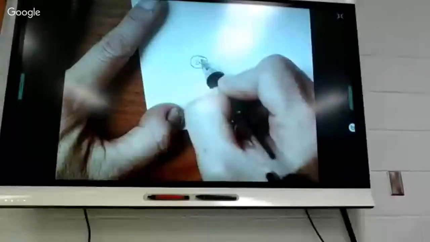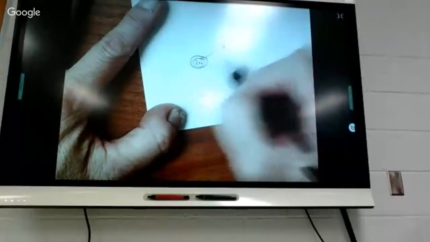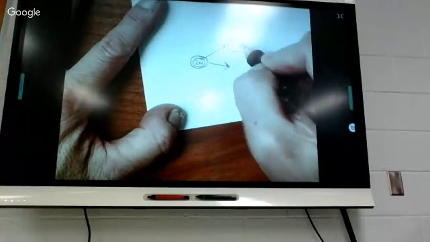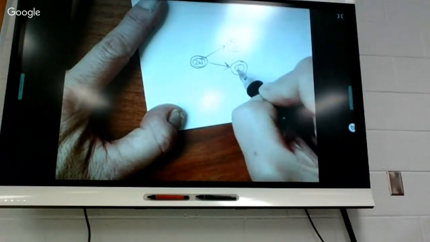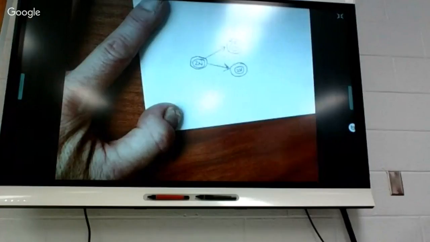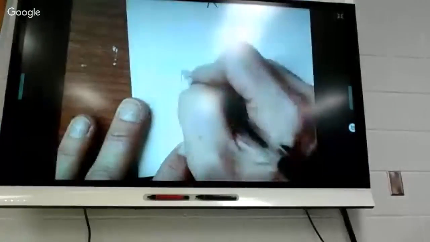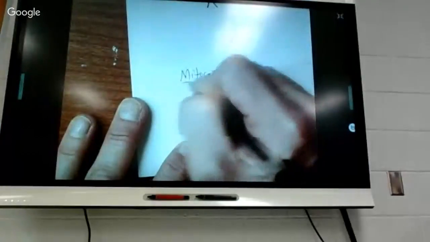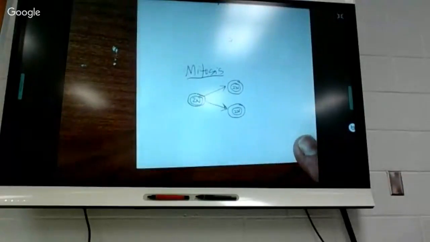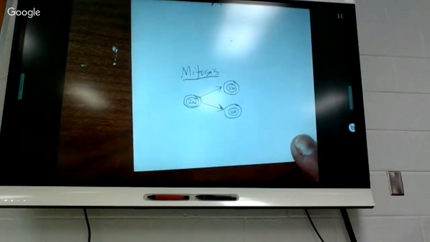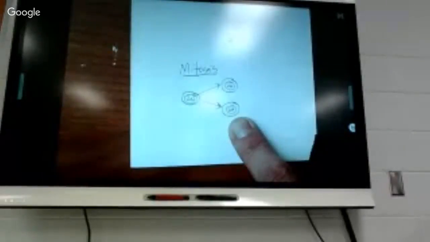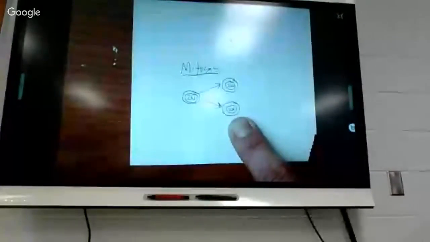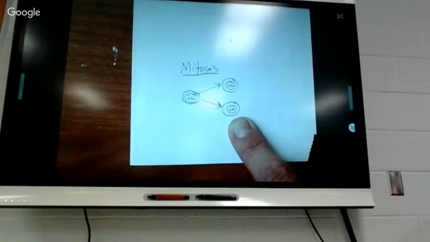2N, 2N. You're going to be asked, this is mitosis. And they're going to ask you, what is the result of mitosis? And you have to find the diagram. Why is this the correct answer? You get two cells the same as the first.